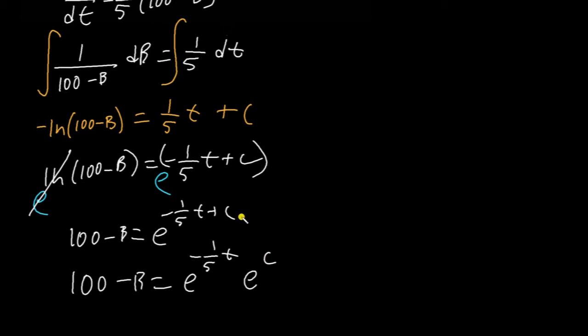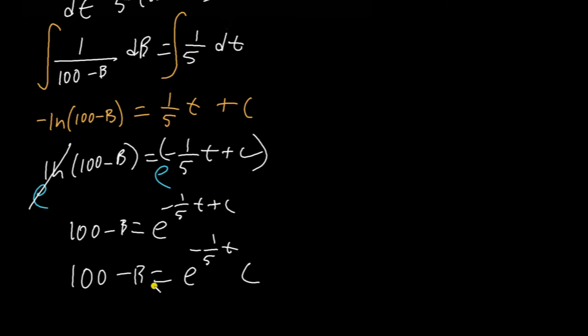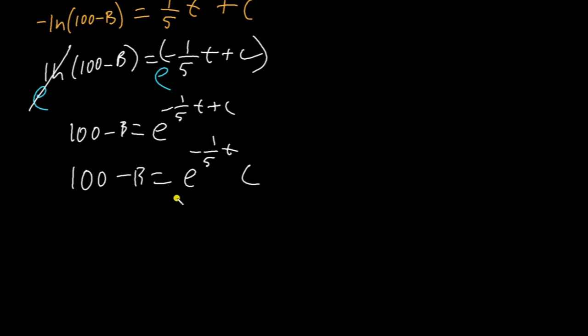I split this up because it's an addition there. And another thing you can realize is that e to the c, that's just another constant c, right? A constant raised to the power of a constant is a constant. Plus. Okay, so now that I have this, I just need to solve this for b, right? So I'll take this b, add it to this side, and subtract everything else onto this side. So it'll give me b equals 100 minus c e to the negative 1/5 t.